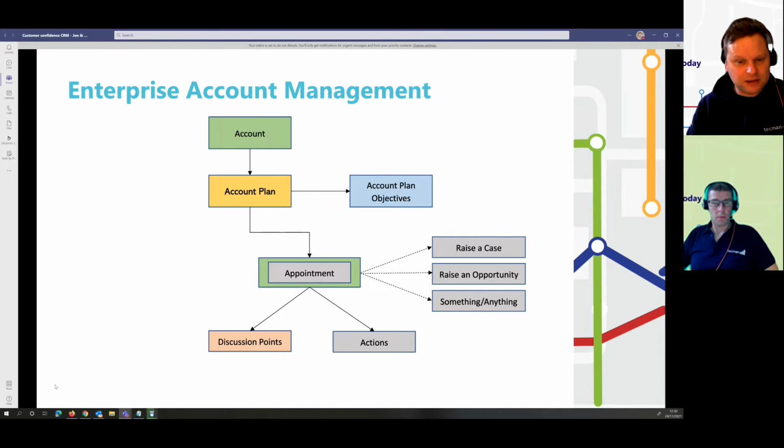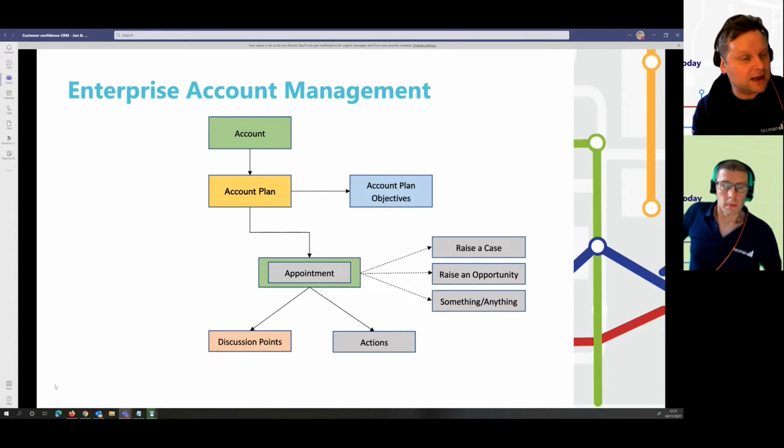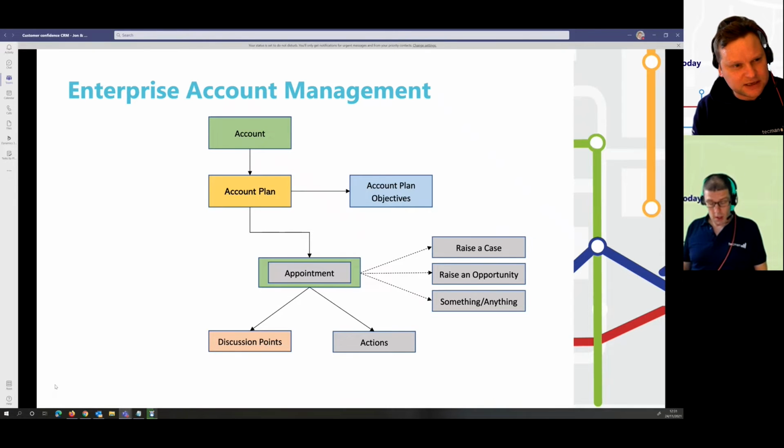And then within that account plan, we have account plan objectives. Now, an account plan objective would essentially be high level tasks that you want to achieve or discuss throughout that account plan. Depending on what your business does will depend on what you want to achieve. They're not things you're going to put a date on as such. They're just things that maybe you have a base set of objectives that you apply to every plan. Do you have anything to add to that, John?